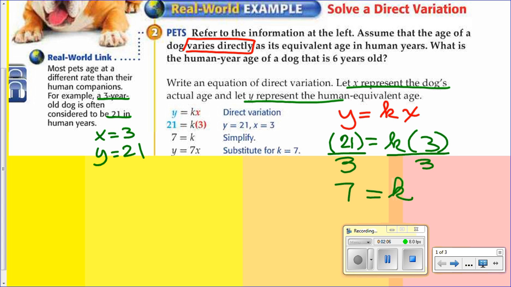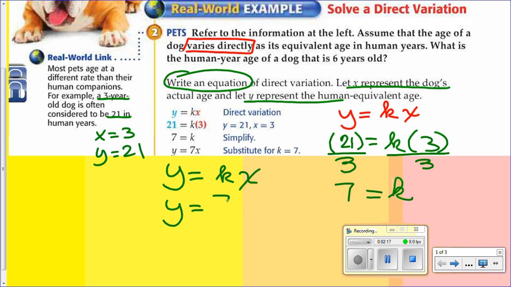Now that looks like a great answer, but I believe it said to write an equation, didn't it? Yes, write an equation. So I got to come back to my y equals kx, and this time I'm going to put the 7 in for k. And that's my equation. So I could use this equation then. If I knew how old the dog was, or if I knew how old the human was, I could find the other one with this equation.